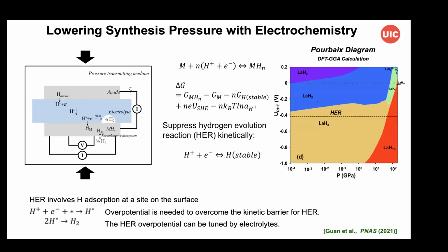And if you apply this to the lanthanum hydrogen system, you produce a phase diagram like this, which is known as a Pourbaix diagram, where we have this potential as a function of pressure. It's a log scale, but it shows that the lanthanum hydride is stabilized by this increasingly negative potential at quite low pressures. So quite intriguing. This is work that was published last year in PNAS.